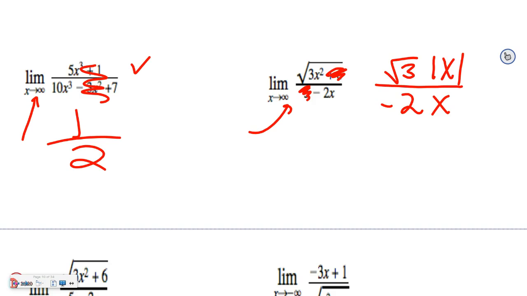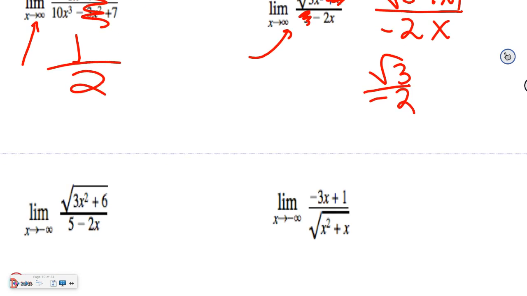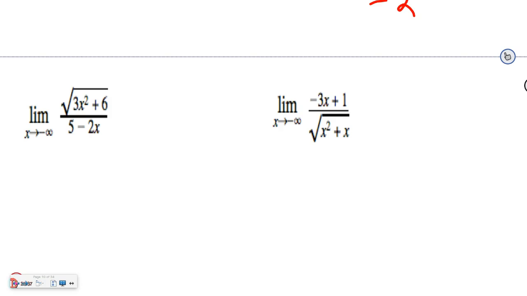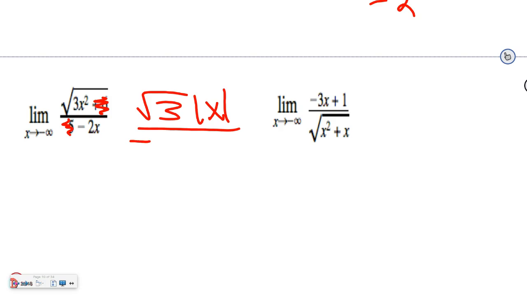The top will be what? What's this going to be? Positive root 3. And when you put positives in for x, what's this going to be? Negative. All right. You might say, well, yeah, the next one's the same problem. What's the difference, though? Well, watch. You just can't be sloppy. You still ignore this. You still ignore that. Square root of 3, no clue. Square root of x squared, absolute value of x. On the bottom, still, negative 2x.